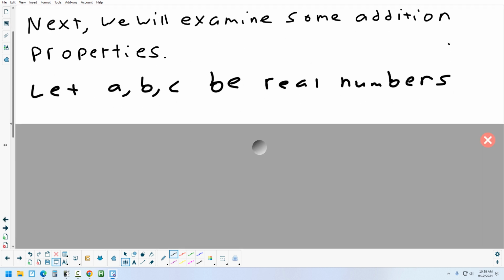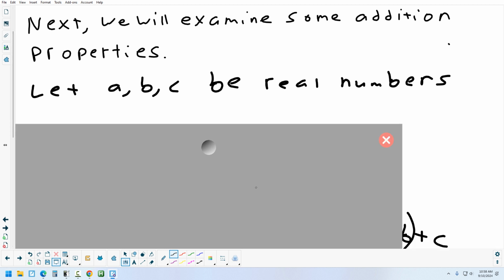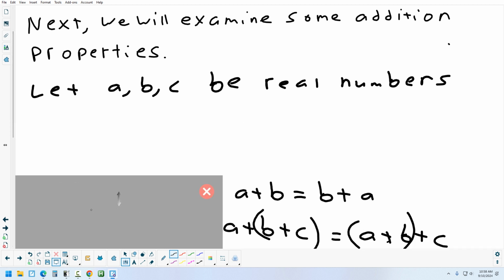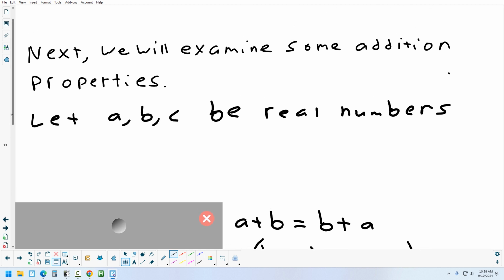All right, so we're going to look at a few different properties with real numbers. To describe these properties, I'm going to have to use some letters. I'll use the letters A, B, and C, and those can be any real number. So that's the biggest category of numbers, basically anything that's not imaginary. The first property we're going to look at is the one that says A plus B equals B plus A. So when you add two things, you can switch the order and you get the same answer.